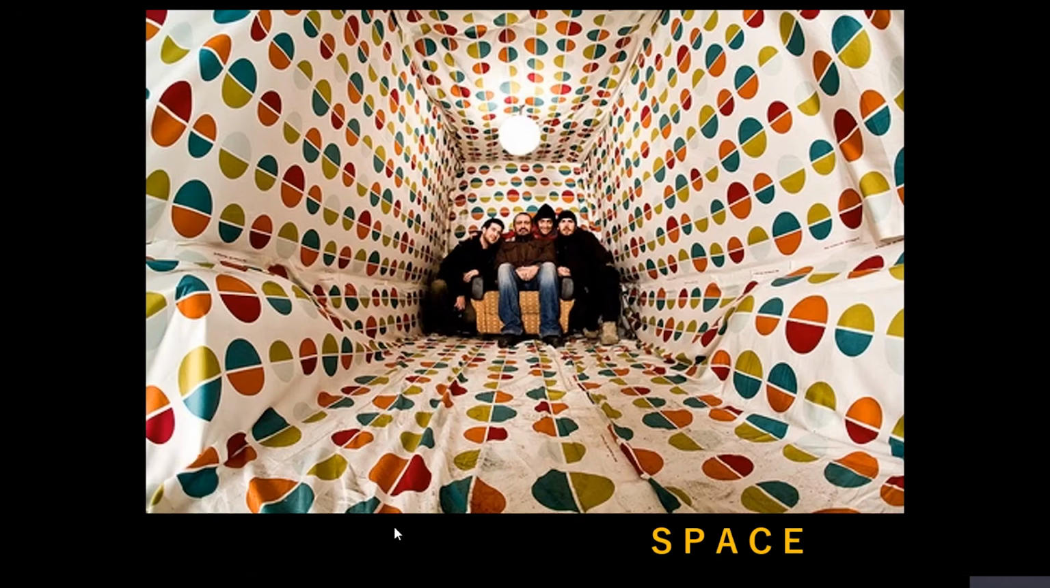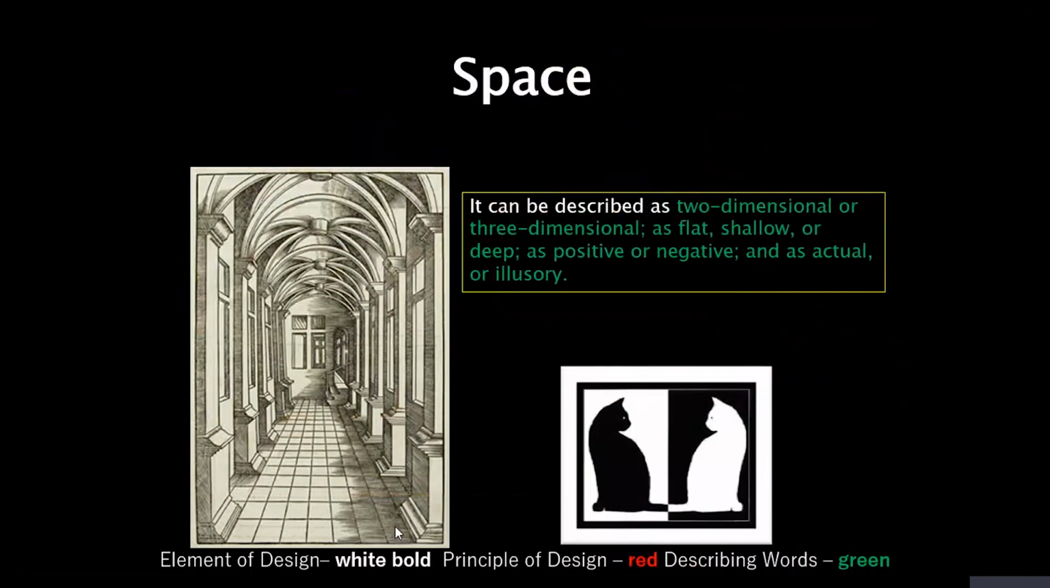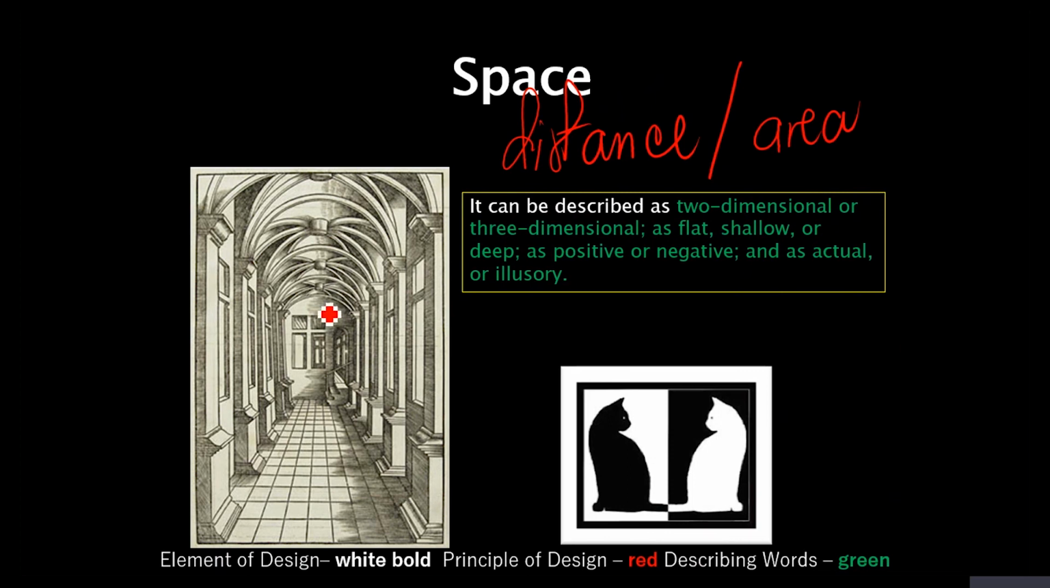Next one is the space. Space is an element of art that refers to the distance or area. The distance or area can be around, above, below, or within things. You can see here the distance between the two cats. Also, the distance of the hallway, even the distance of the columns, which gives us the idea of the area of the artwork.